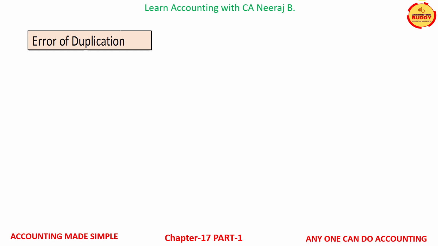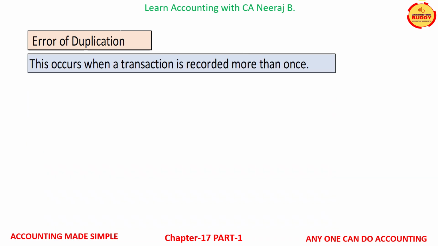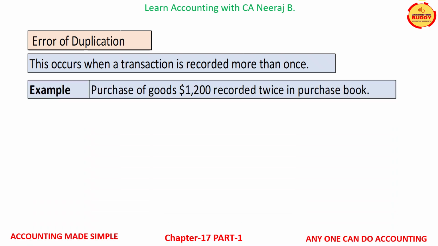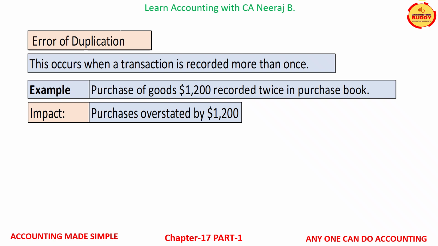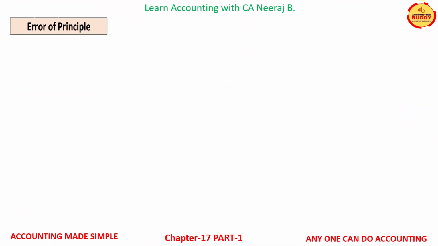Error of duplication is also another type of error of commission. This error occurs when a transaction is recorded more than once. For example, say purchase of goods transaction for $1,200 is recorded twice in the purchase book. The impact of this error will be that the purchases will be overstated by $1,200 and the profits will be understated.